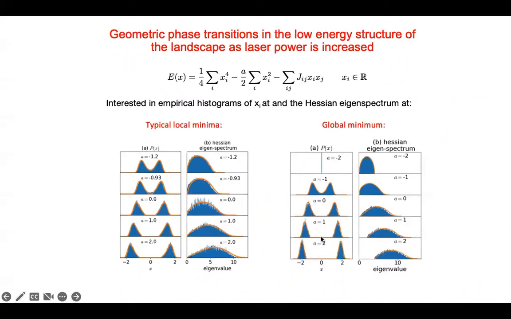This is the same data, both theory and simulation, for the global minimum. And as you can see, the global minimum commits more than the local minimum, but the Hessian eigenspectrum undergoes a phase transition where initially there's no gap, and then suddenly it develops a gap. So then what happens is the global minimum freezes in the sense that there's no flat directions. If there were thermal noise, it couldn't explore the flat directions. It's frozen in a global minimum that has a restoring force in every possible direction. So this is an important phase transition in the global minimum that occurs as you crank up the laser power.